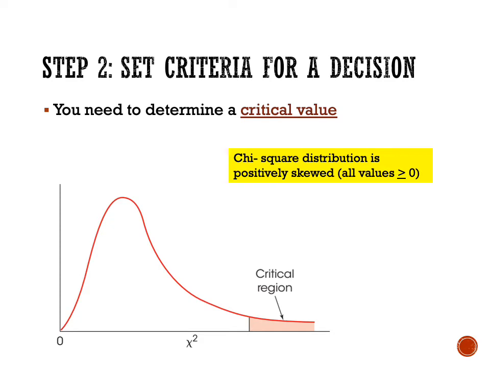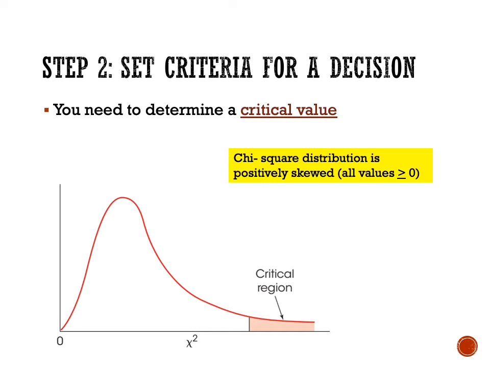So for step 2, we need to set our criteria. This figure down here is what a chi-square distribution will look like. It's positively skewed. So chi-square values can only be positive, or greater than 0, because the statistic, when we calculate it, is a squared value. So if you ever calculate a chi-square statistic and you get a negative number, you know that you probably did something wrong. So we need to determine our critical value.